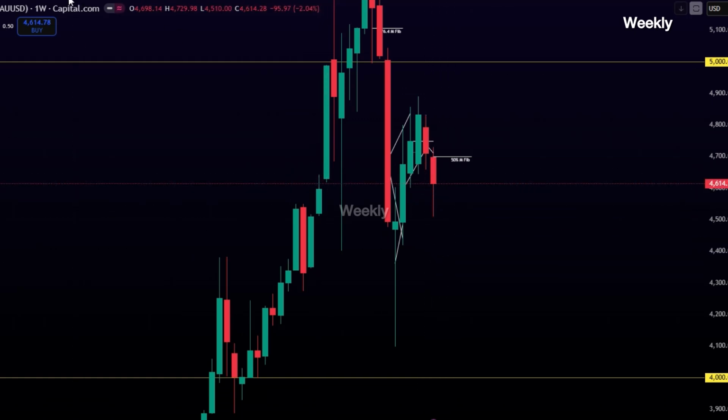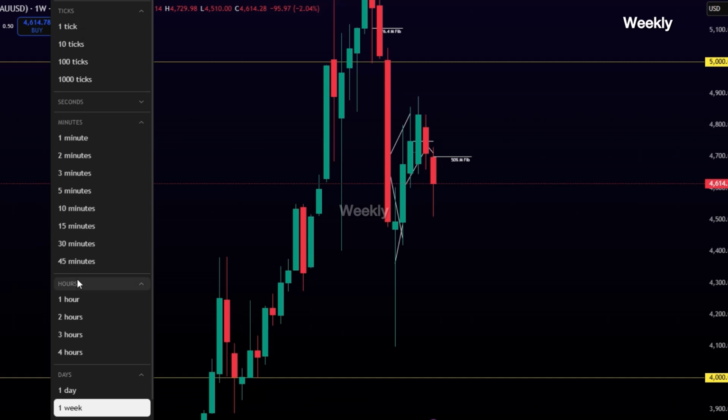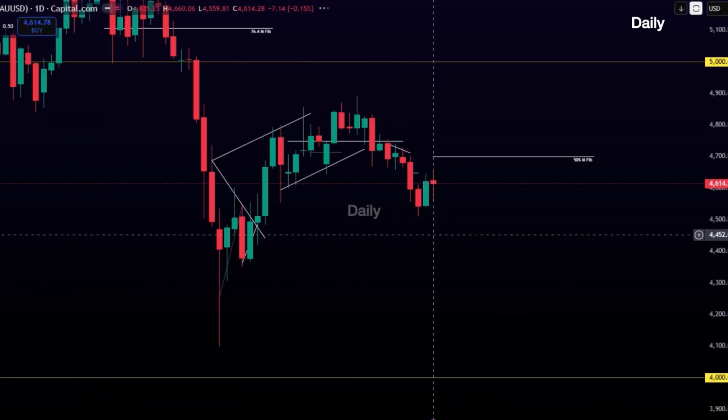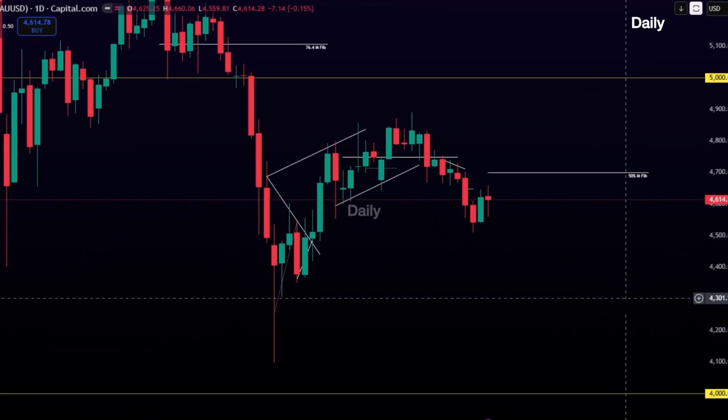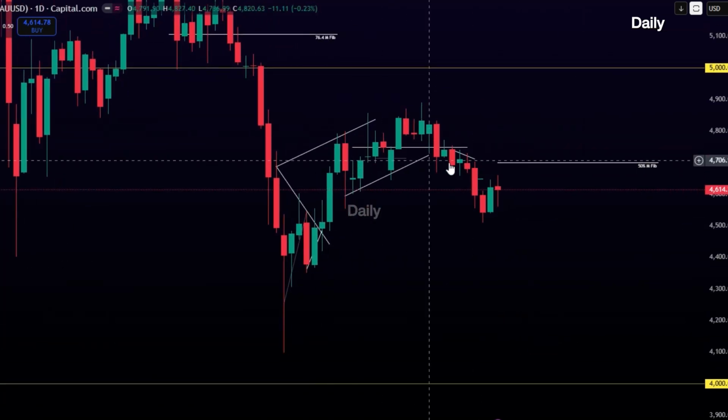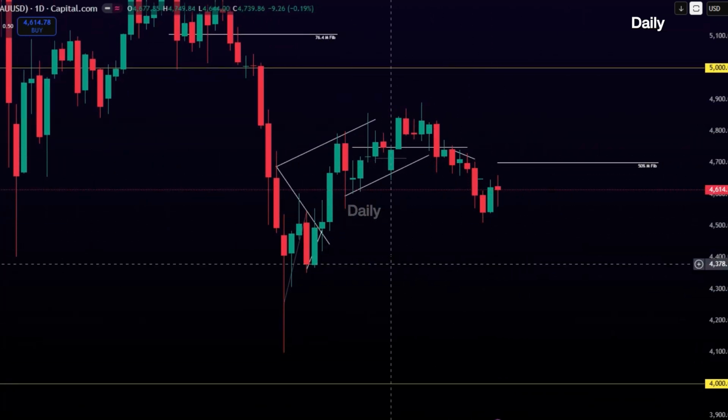Let's go to the daily. Let's see what the daily is looking like. Now, looking at the daily, we can see the same thing, right? We see this sideways movement, but price is just moving sideways, right?